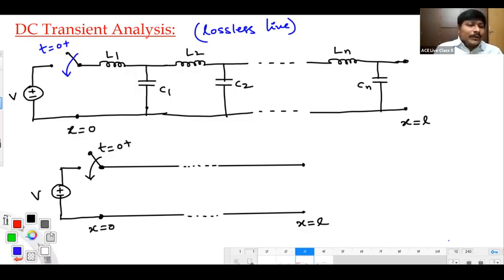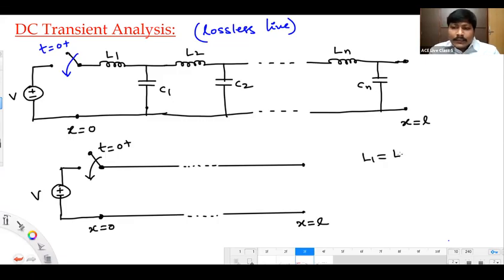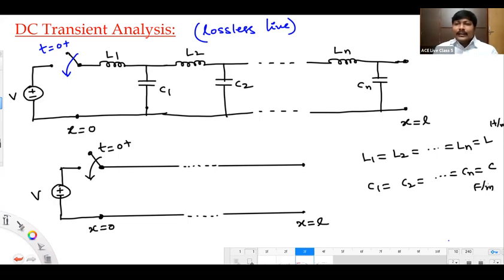One more thing I want to tell you in this one. All these inductances will be equal, and you write it as L Henry per meter or kilometer, whatever it is. Capacitance values are also all equal. You can write this as C, in farad per meter.